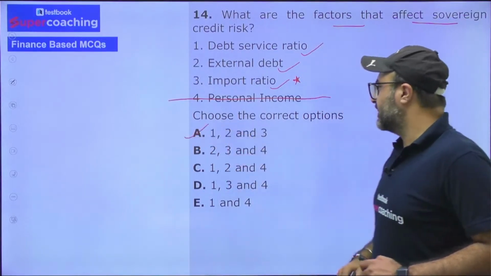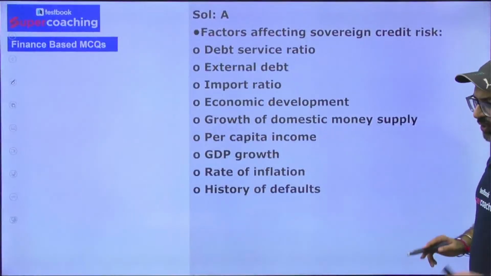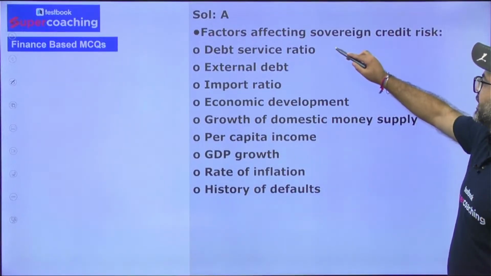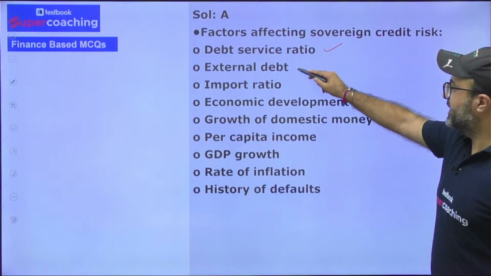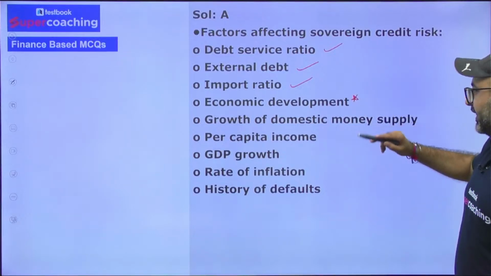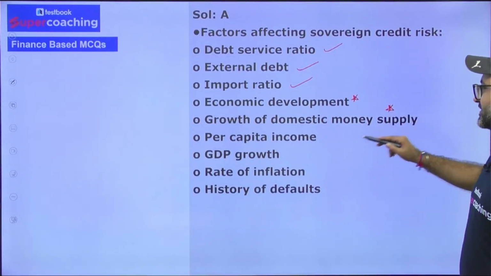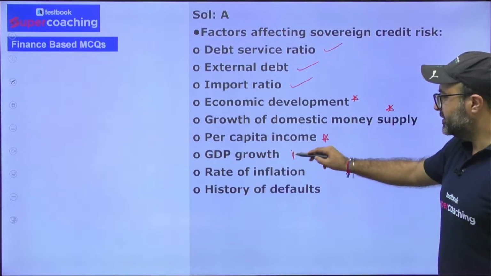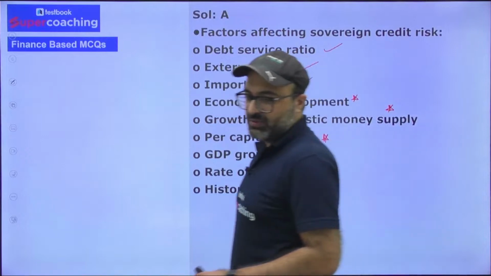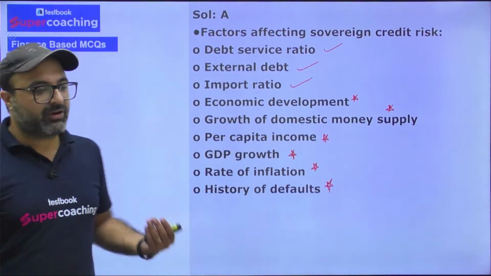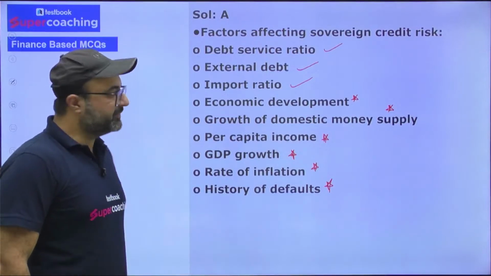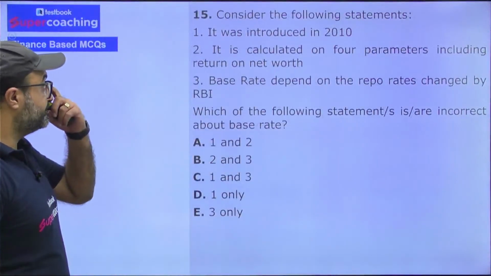A option is correct. Now let's check out all the factors which you need to remember. We have debt service ratio, true. External debt, true. Import ratio, true. Along with that, economic development is a factor, growth of domestic money supply, per capita income, GDP growth, rate of inflation and history of defaults. These are the other factors taken into account at the time of providing sovereign ratings. Got it, guys? The last question of the evening is now on your screen.